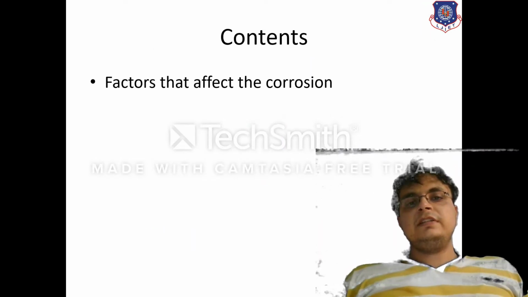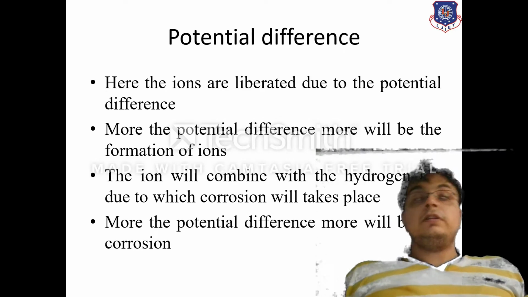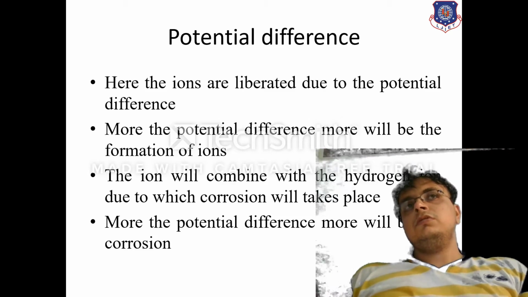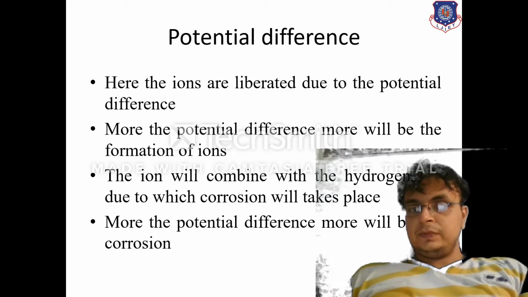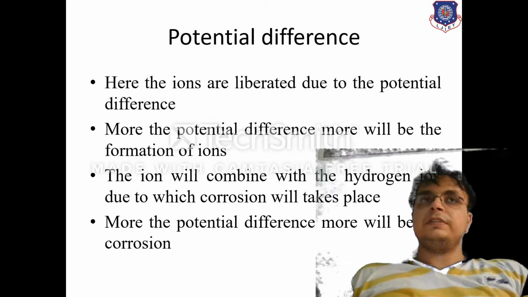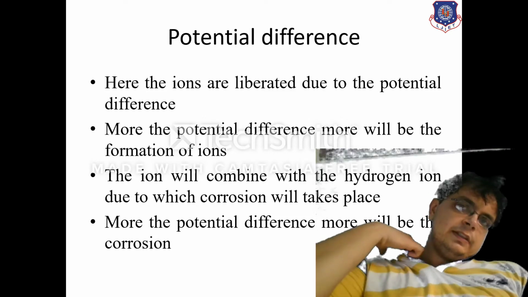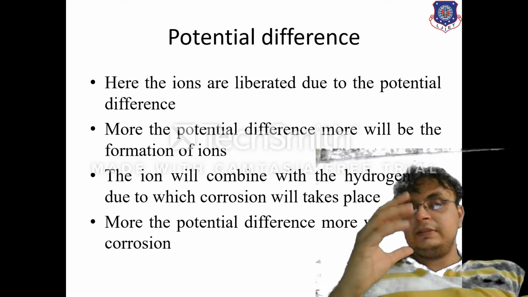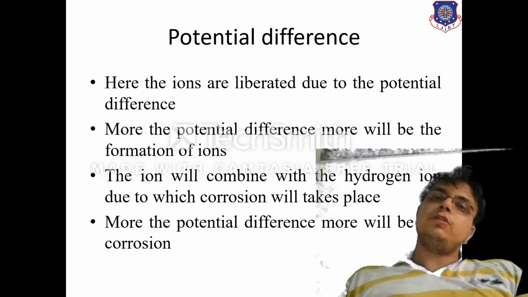That is the factors that affect the corrosion. There are lots of factors that generally affect corrosion. Corrosion is nothing but an oxidation of a surface, so that a layer is formed on the surface of the metal. The whole process is termed corrosion, and as a result, the metal will start corroding.